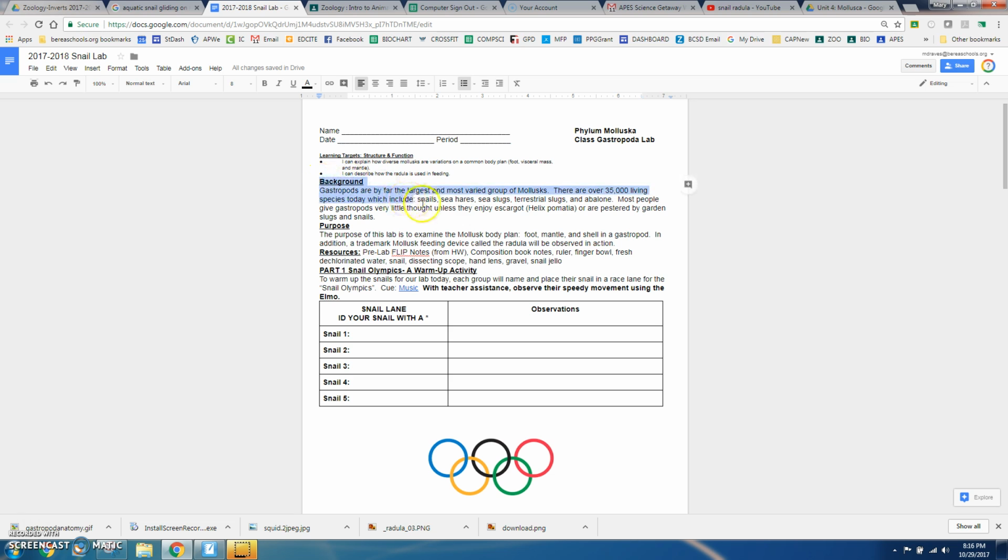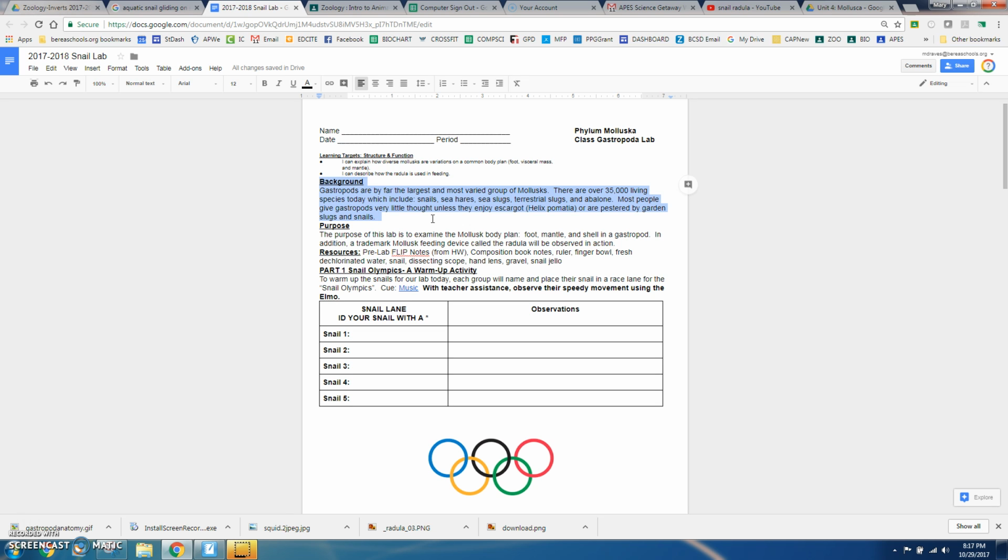So some background information here. Gastropods are by far the largest and most varied group of mollusks. There's over 35,000 species. It includes snails, sea hares, sea slugs, terrestrial slugs, abalone. As far as knowledge that we have about gastropods coming into this lab, I think most of you may have heard of escargot before, which is basically snail, and a lot of times they'll serve that at fancy restaurants. Or you may have heard of slugs in a garden being a pest.